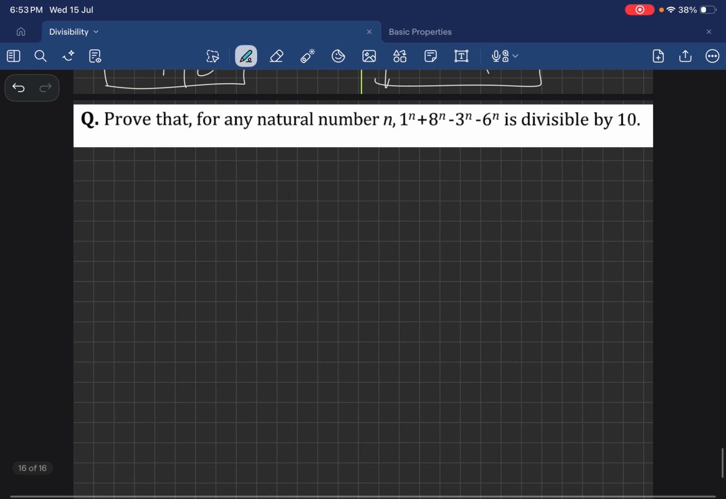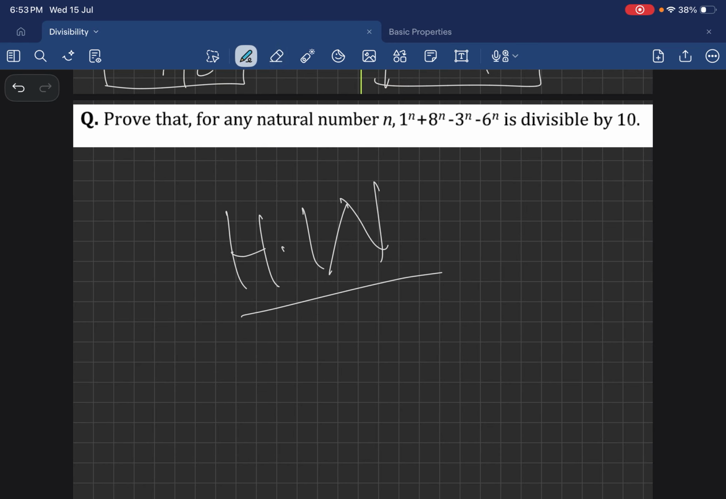So this was a pretty easy question using exactly the same idea. You have to do prime factorization and you would easily solve this question. So I am leaving homework. This is your homework.